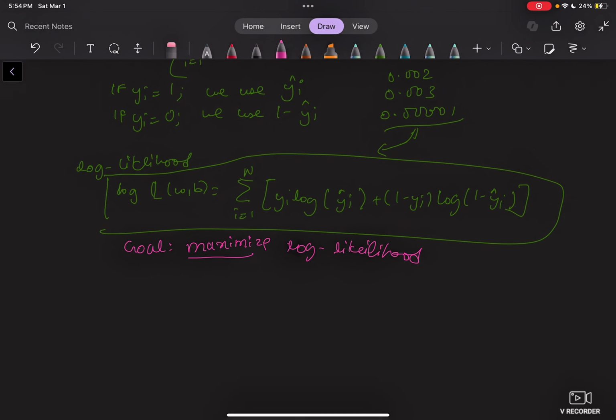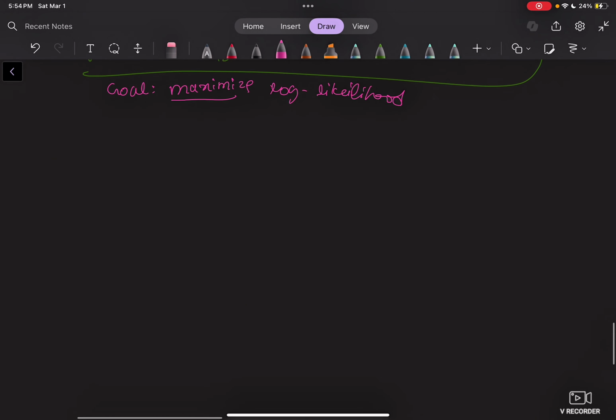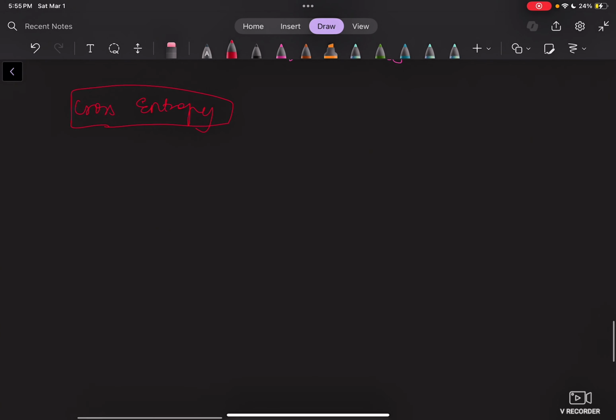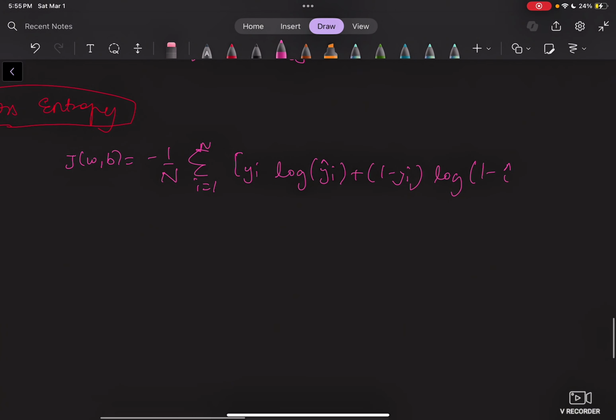Okay, that makes sense. Now let's look at our cross entropy. On the other hand, with cross entropy, instead of maximizing log likelihood, we flip the problem and define a loss function to minimize. So the cross entropy is simply the negative of log likelihood. Our cross entropy formula looks like this: negative of the sum over i equals 1 to n of y_i log y hat_i plus (1 minus y_i) log (1 minus y hat_i).